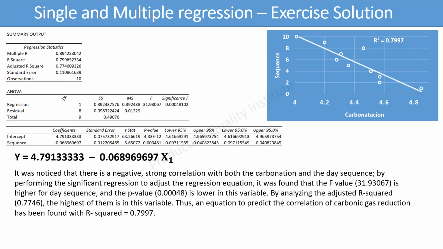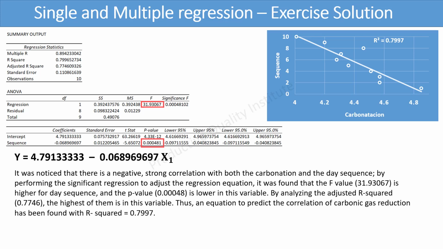Now, we cancel the torque and make the regression only with the day sequence. It was noticed that there is a strong negative correlation with both the combination and day sequence. By performing significant regression to adjust the regression equation, it was found that the f-value, 31.93067, is higher for day sequence, and the p-value, 0.000481, is lower in this variable.